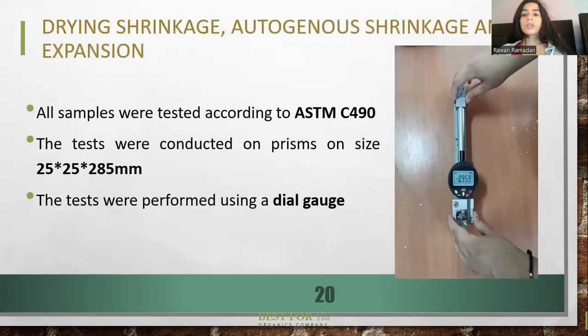Drying shrinkage, autogenous shrinkage, and expansion were tested according to ASTM C490. The tests were conducted on prisms of size 25 by 25 by 285 millimeters. The tests were performed using a dial gauge.